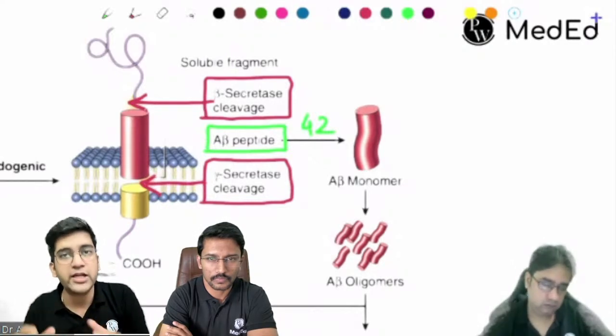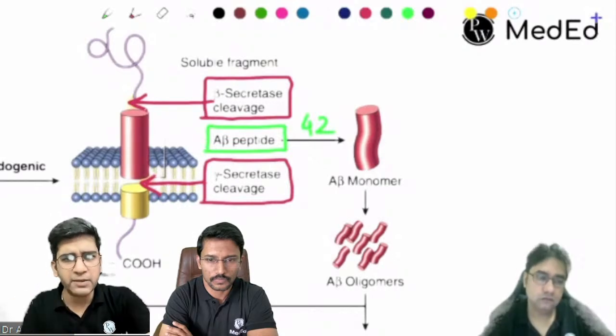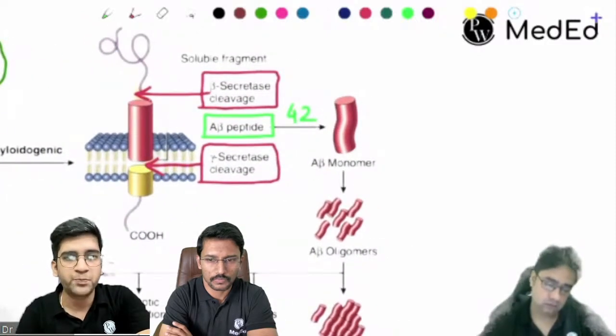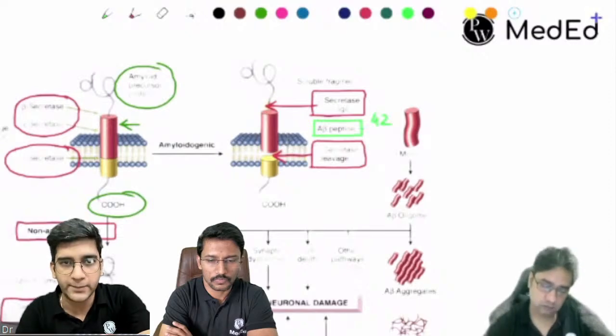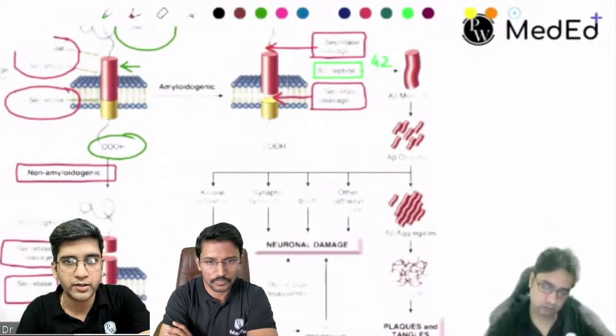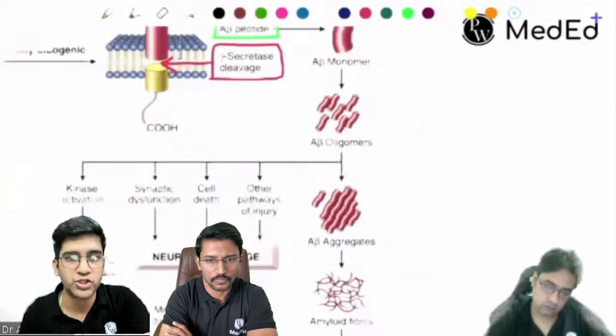Oligomers, then polymers, right? Once it starts accumulating, it forms two important structures. There are multiple things given in Robbins, but two important things are more than enough for us, right? So can you scroll a little bit down? If you look at this, there is something called a neurofibrillary tangle and your plaques. The plaques and the tangles are the most important thing.